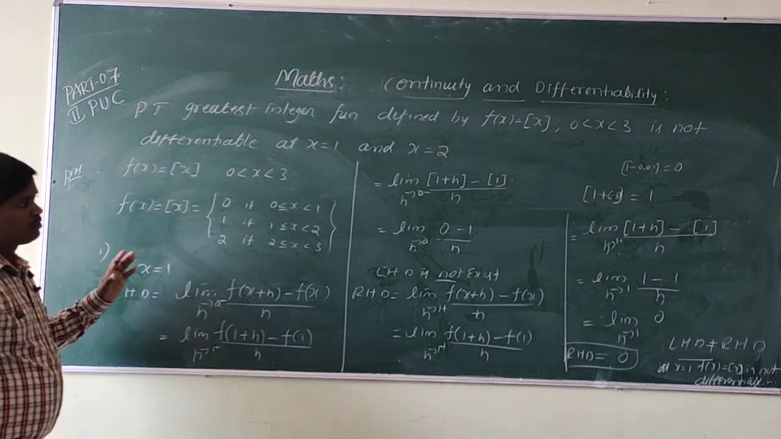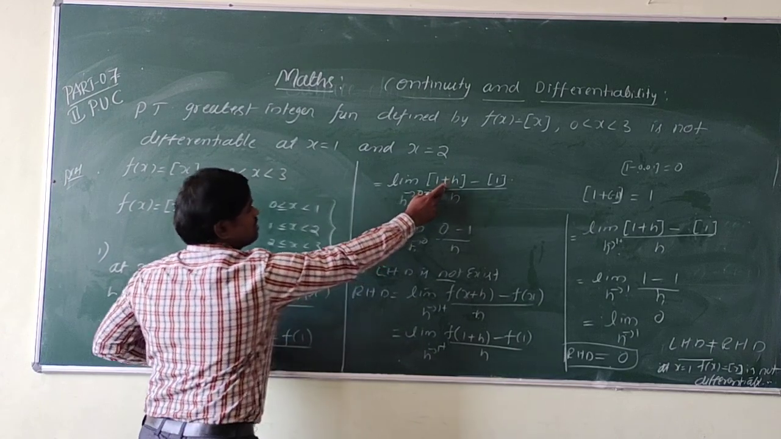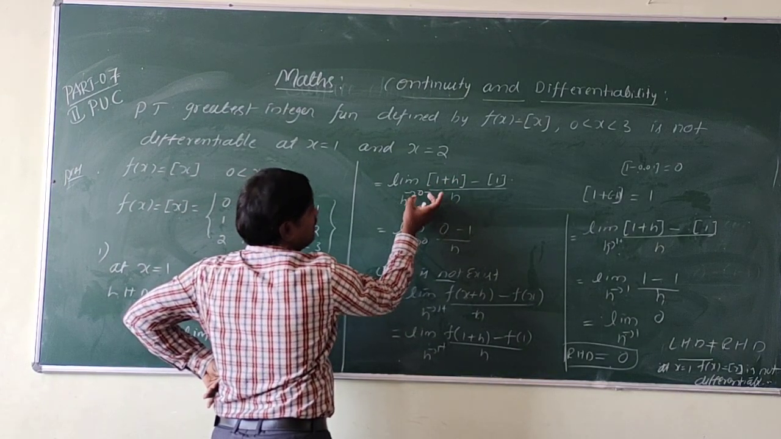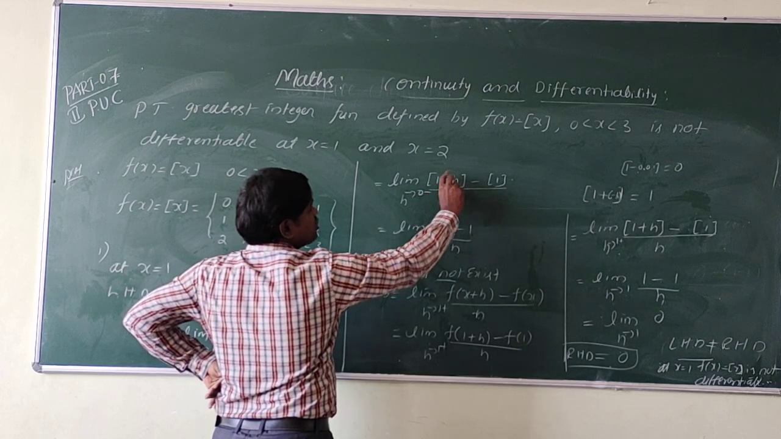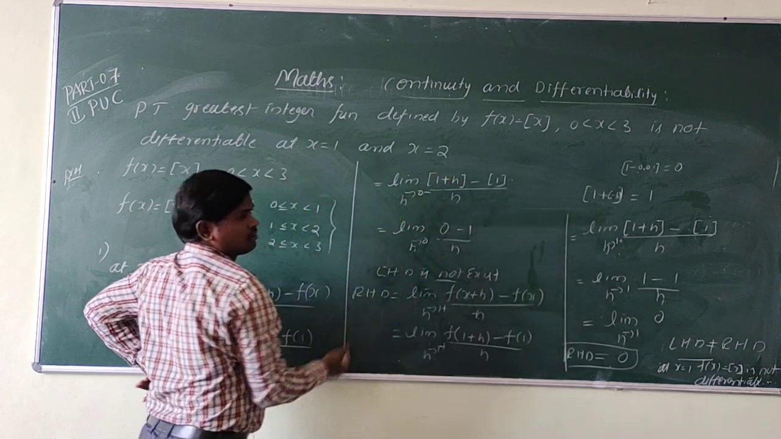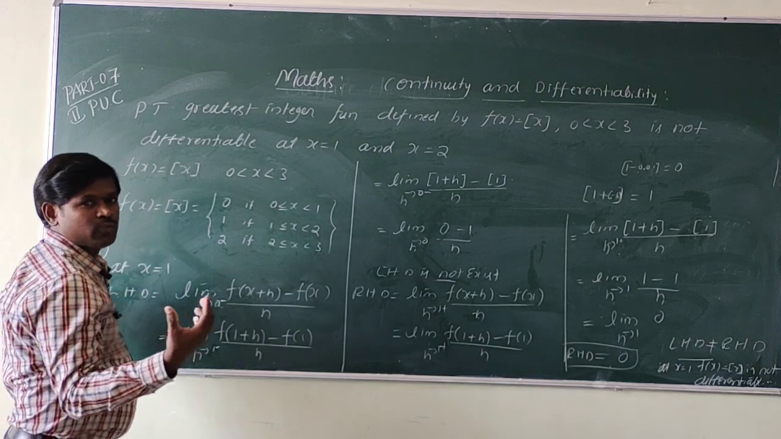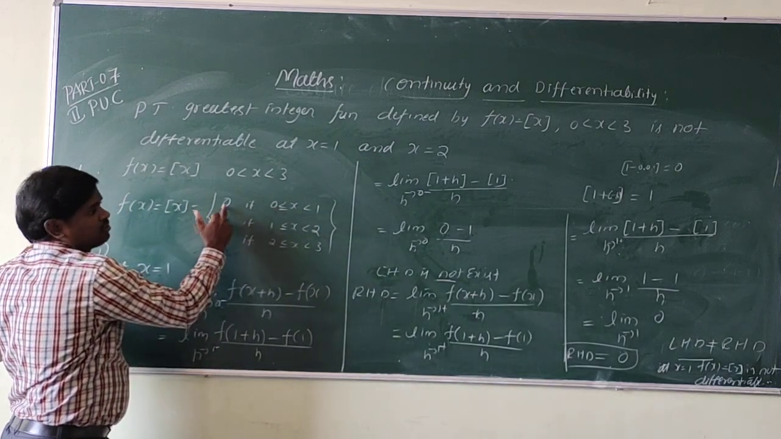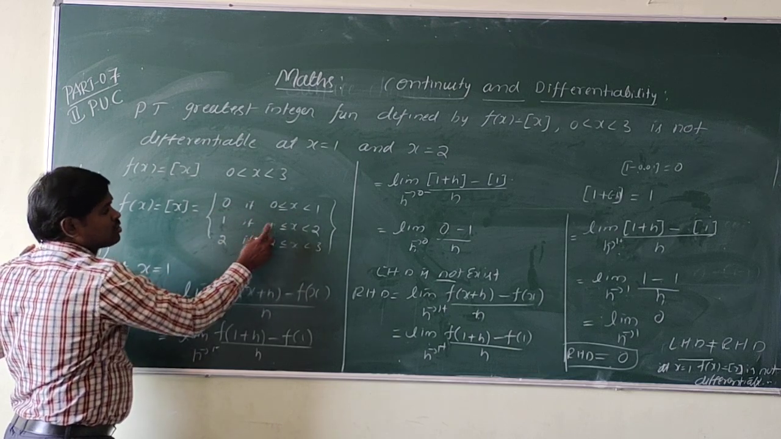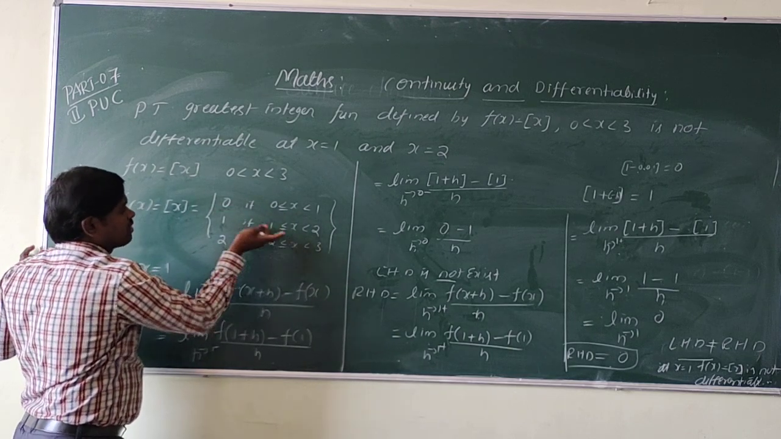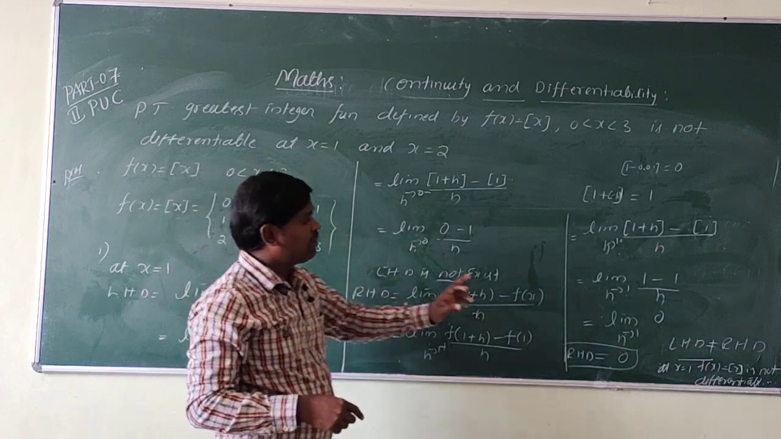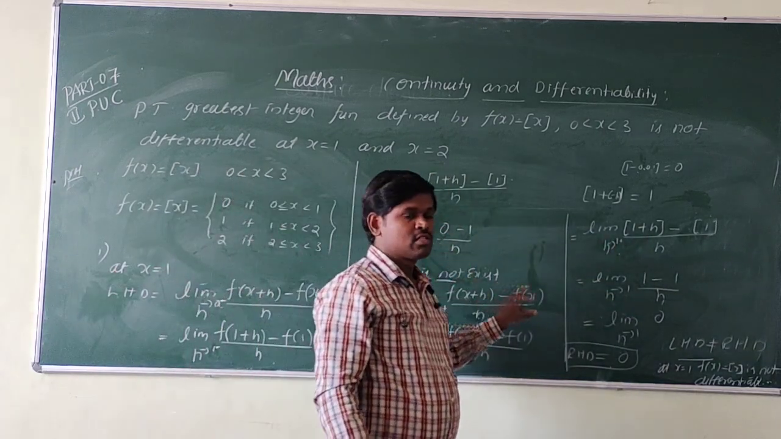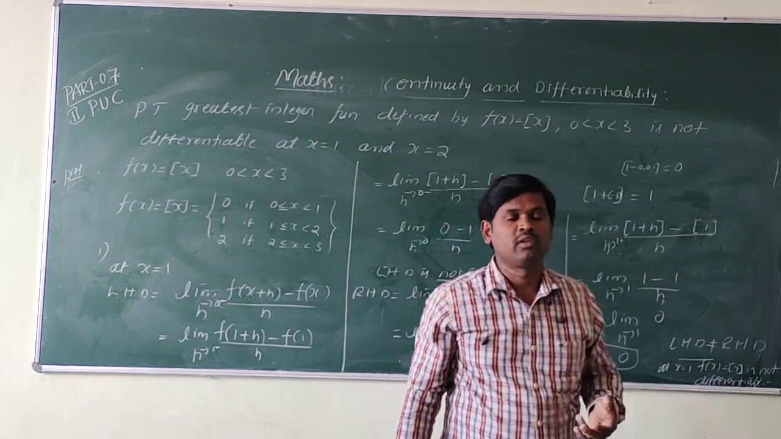Is it clear? So don't get confused here. 1 plus h, where h is negative, means we are going to subtract some quantity from 1. Okay, 1 minus some value is under 1, so its value is 0. And 1 plus means positive values, the output is 1. Therefore I am taking 1 here, and 0 there. Okay.